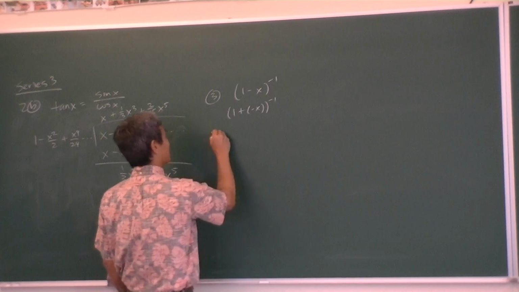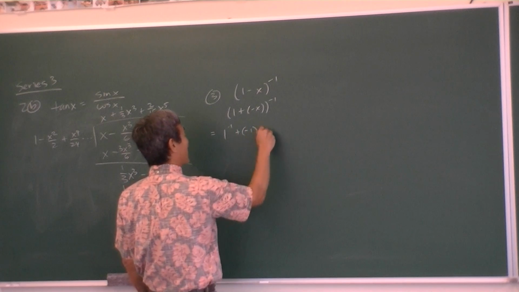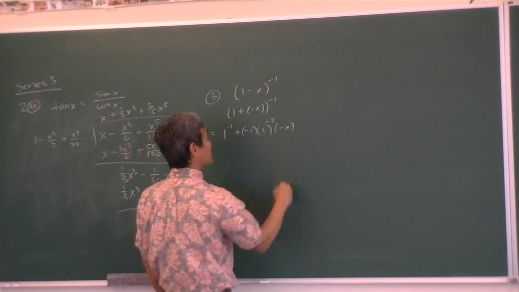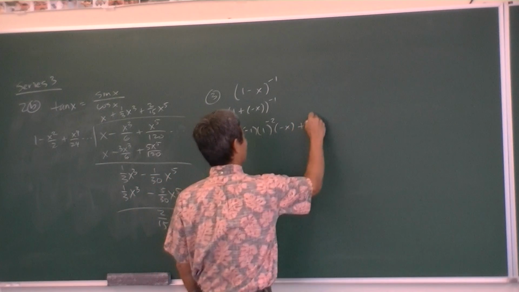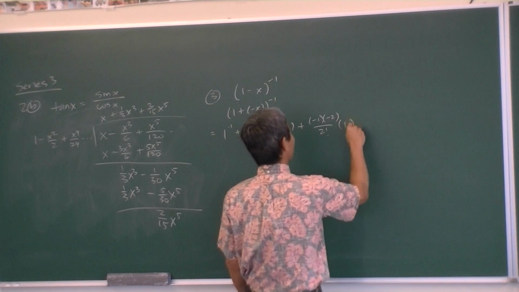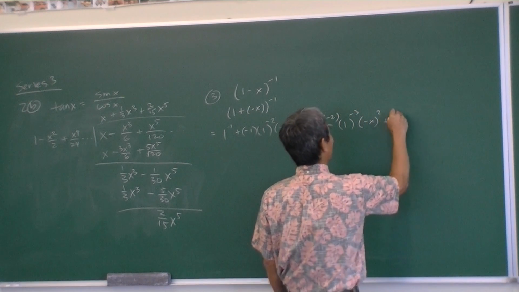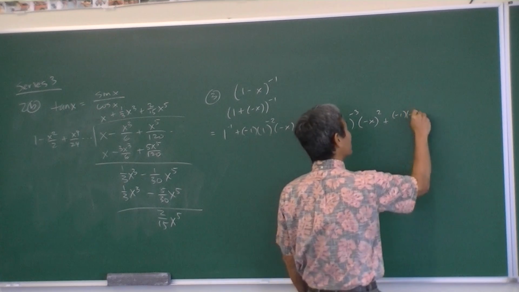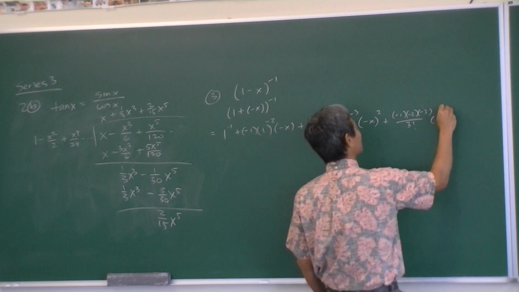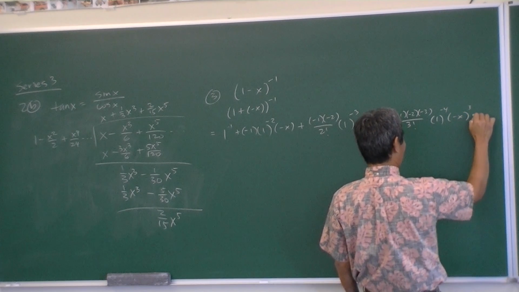Okay, what's the first term? a to the n plus n, the power of a goes down by 1, the power of b goes up by 1. Plus n minus 1 over 2 factorial, the power of a goes down by 1, the power of b goes up by 1. n minus 1, n minus 2 over 3 factorial, the power of a goes down by 1, the power of b goes up by 1. That's the binomial theorem.